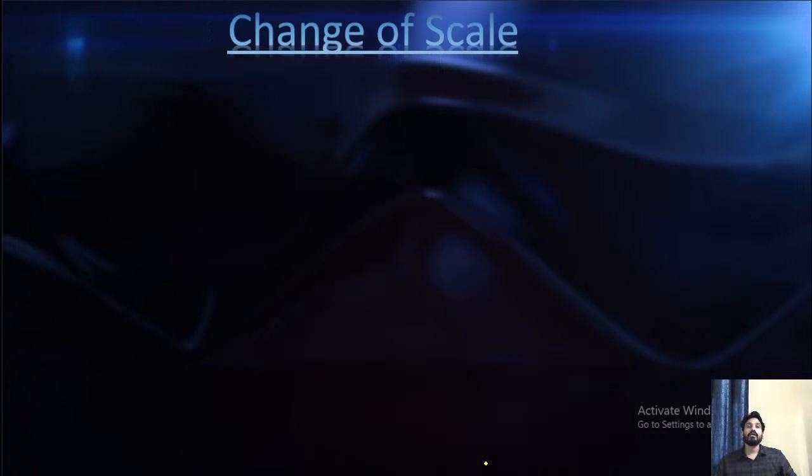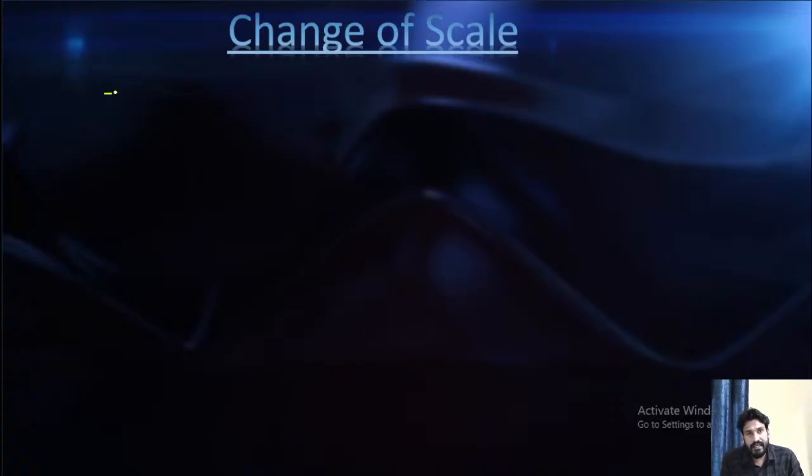Now the next property is the change of scale. Okay, now let's see what is the change of scale, guys. Scaling means that you are multiplying any constant number to the domain. That is called scaling, right?